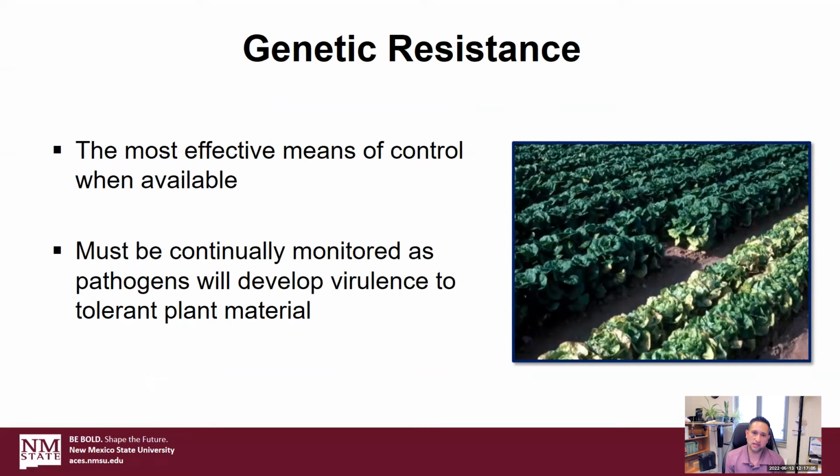So the first one is genetic resistance. That's usually the most effective means of control when it's available. Sometimes it's not, but there are cases where genetic resistance is a really good control method. However, this must be continually monitored because these pathogens are pretty adaptable, pretty smart. They will start to develop virulence to those tolerant plant materials. So they'll start to genetically modify themselves in order to eventually infect what was once resistant plants or trees, and they'll start to infect them.